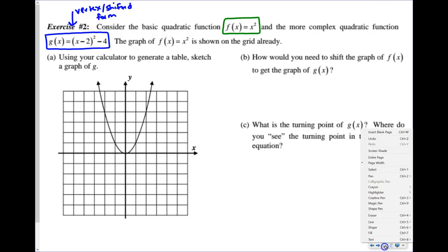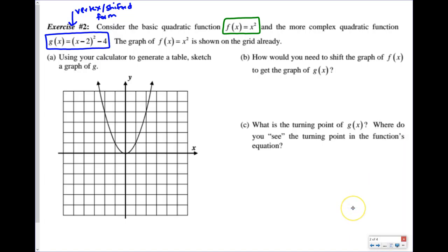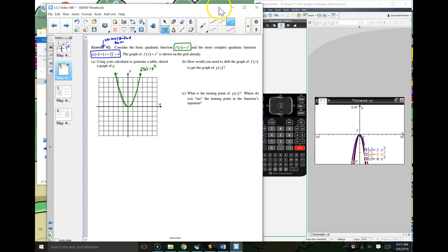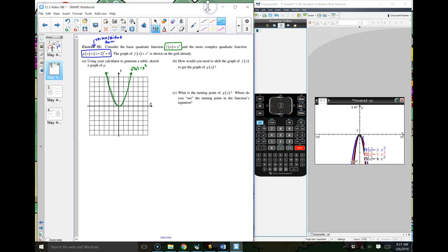So the graph of f of x equals x squared is shown here. I'm going to highlight it in green because this is my f of x equals x squared. That's my green function. Letter A says, using your calculator, generate a table to sketch the graph of g. So let's get our calculator up. I'm going to make this a little small here. Alright, so here's my calculator.